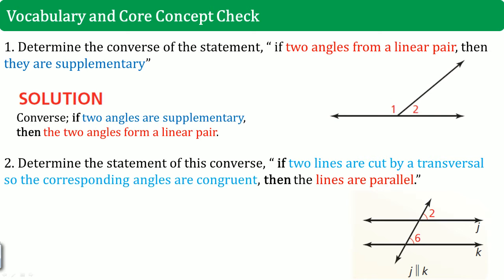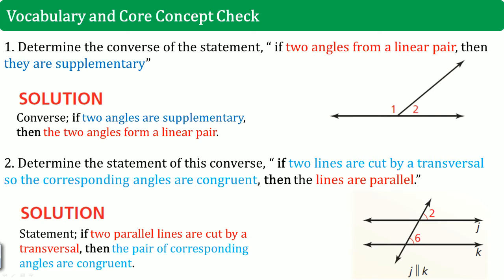Number 2, the converse is if two lines are cut by a transversal and the corresponding angles are congruent, then the lines are parallel. The original statement would be if two lines are cut by a transversal, that was what was in red, then the two corresponding angles are congruent. Here you go.